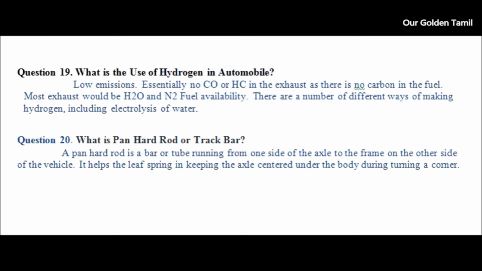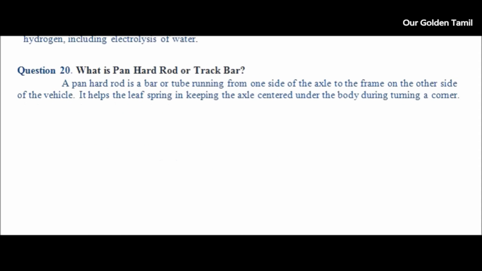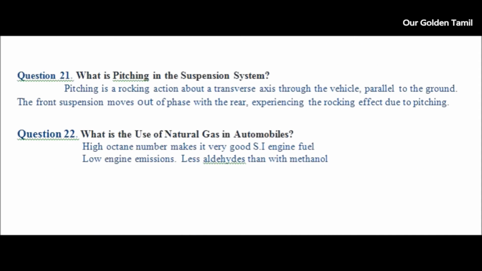Question 20. What is a panhard rod or track bar? Answer. A panhard rod is a bar or tube running from one side of the axle to the frame on the other side of the vehicle. It helps the leaf spring in keeping the axle centered under the body while turning a corner. Question 21. What is pitching in the suspension system? Answer. Pitching is a rocking action about a transverse axis through the vehicle, parallel to the ground. The front suspension moves out of phase with the rear, experiencing the rocking effect due to pitching.